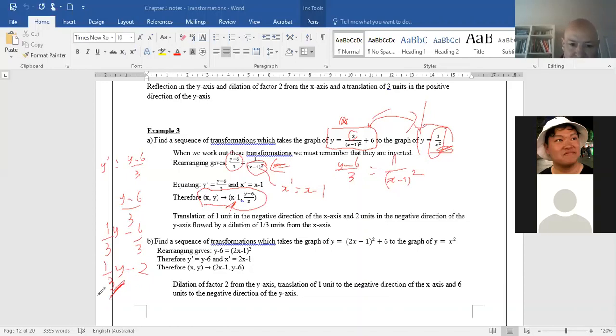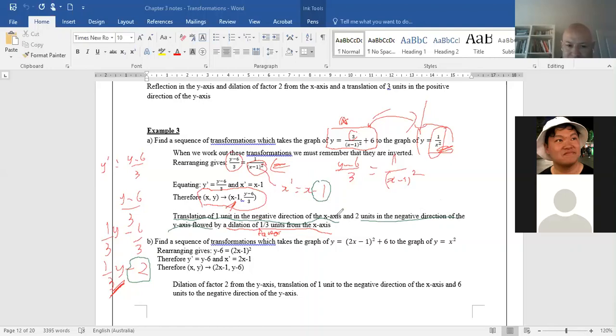So my dilation should go first. That should go first. And I'm missing the word factor, so make sure you put the word factor in there. That really should go first, and then the other 2 doesn't matter. Okay. But I've got 2 units in the negative direction, translation, along the y-axis. And in my x, I've got 1 unit in the negative direction, translation, along the x-axis. Any questions on that one?